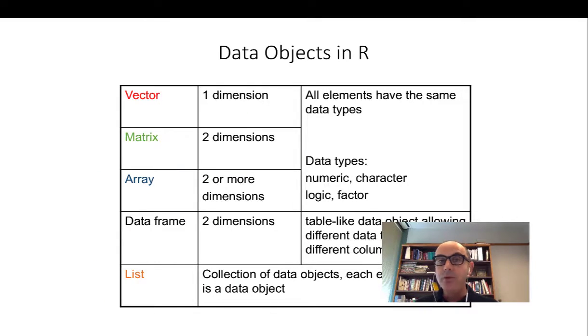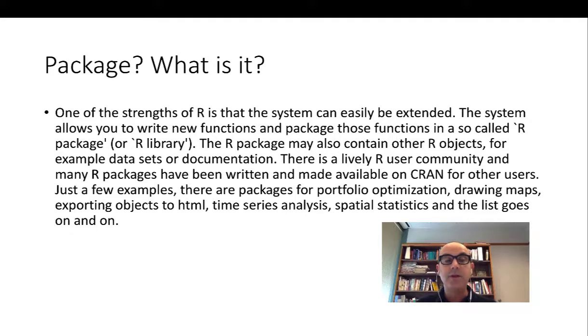So in R, the vector has one dimension, the matrix has 2 dimensions, the array has 2 or more dimensions, and the data frame has 2 dimensions, like a table that allows different data types for different columns. And we have a list, which can hold objects of different types.